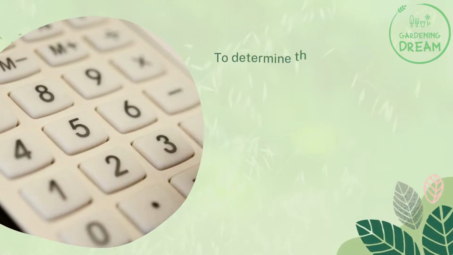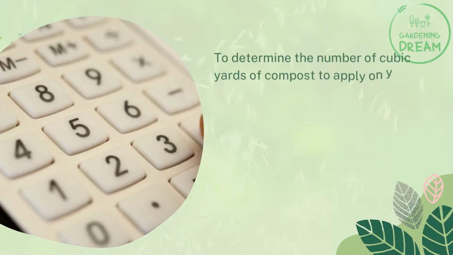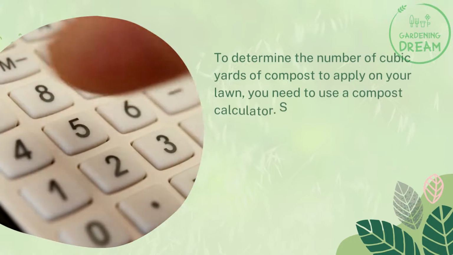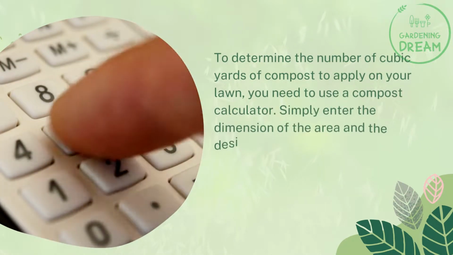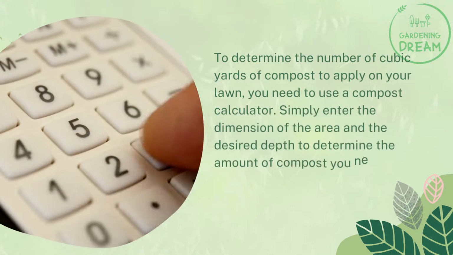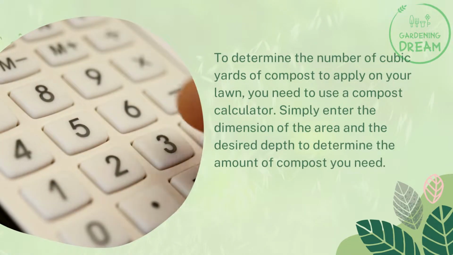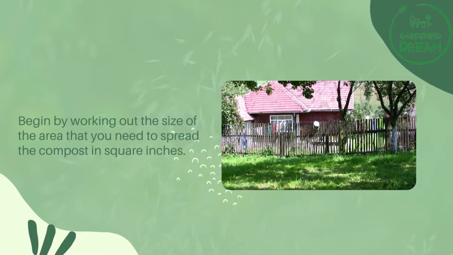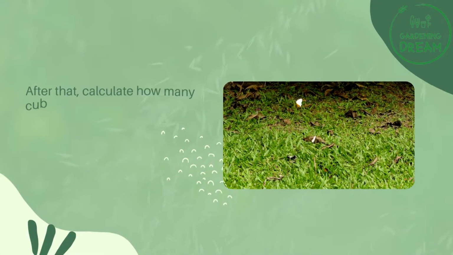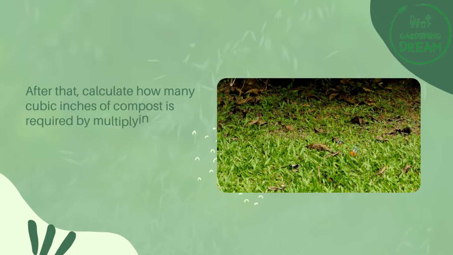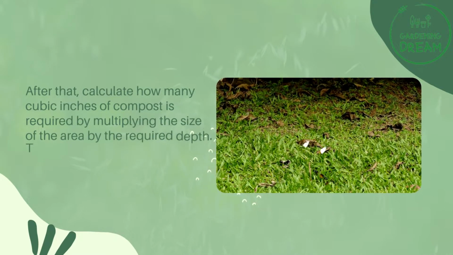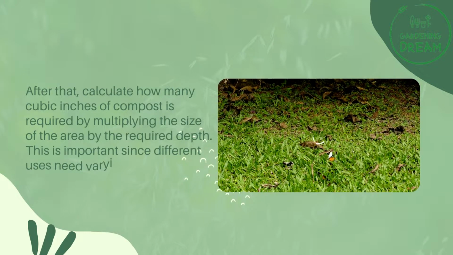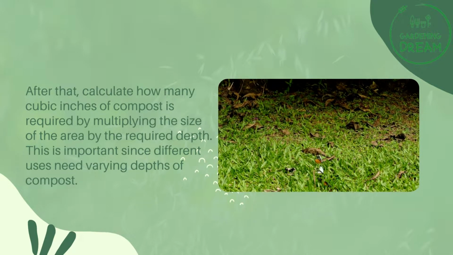To determine the number of cubic yards of compost to apply on your lawn, you need to use a compost calculator. Simply enter the dimension of the area and the desired depth to determine the amount of compost you need. Begin by working out the size of the area that you need to spread the compost on in square inches. After that, calculate how many cubic inches of compost is required by multiplying the size of the area by the required depth. This is important since different uses need varying depths of compost.